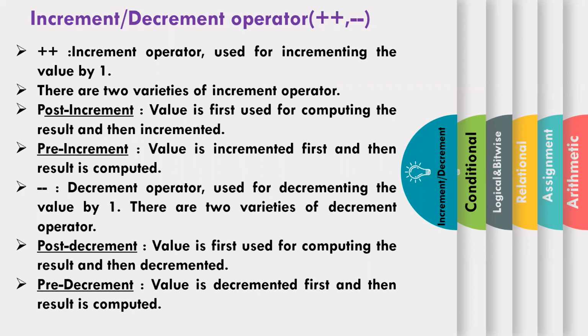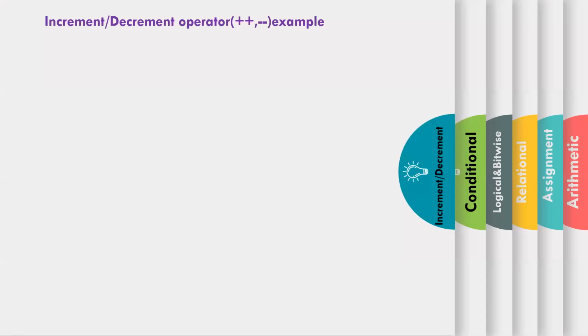And similarly for the decrement operator. The decrement operator is minus minus, and its purpose is to reduce the value by 1. And there is once again x minus minus, that is post-decrement, and minus minus x, pre-decrement. Okay, so I will explain with example programs.